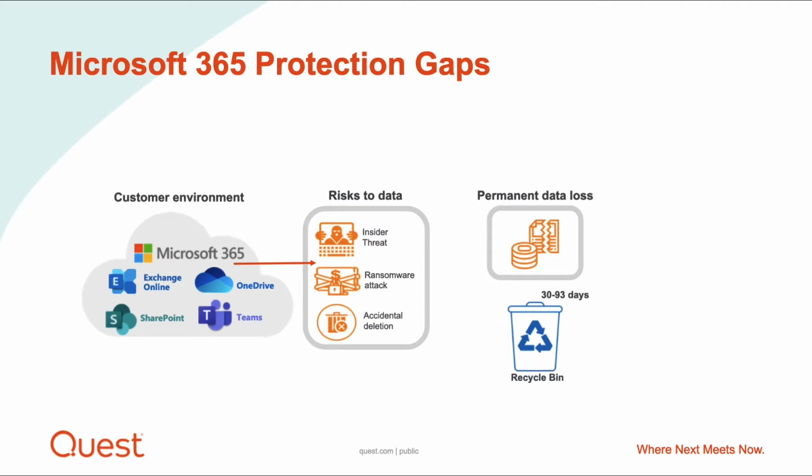Now, the last one, accidental deletion. Not as bad as it used to be, I have to say. There are mechanisms within 365 that actually help with that kind of accidental deletion. One of which is obviously the recycle bin, but we're going to come to that in a minute. I need to click this forward a bit more. There we go. So insider threats, potential for permanent data loss, absolutely.